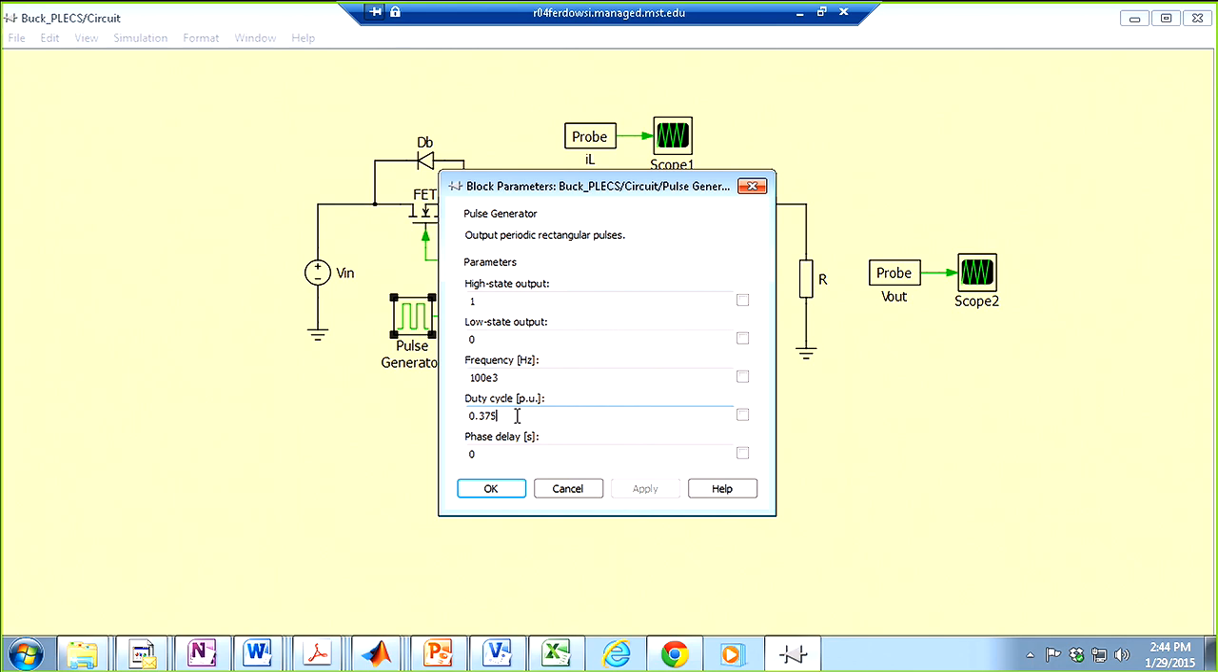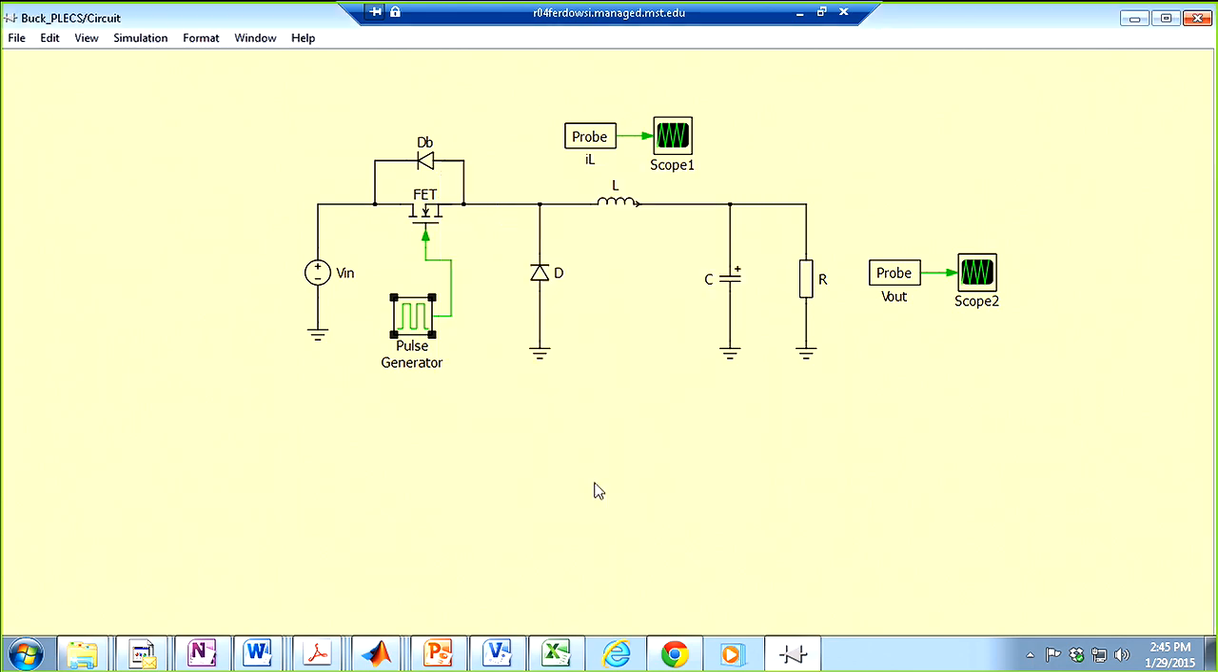Duty cycle in Simulink was in percentage, so we had to put 37.5. Here it's in per unit. It should be between 0 and 1, so I'm putting 0.375. Other than that, not a significant difference.